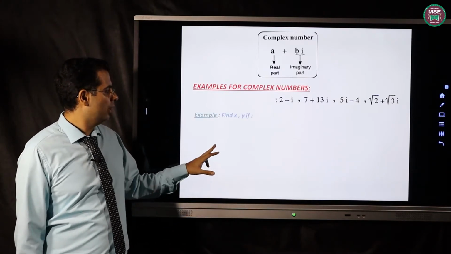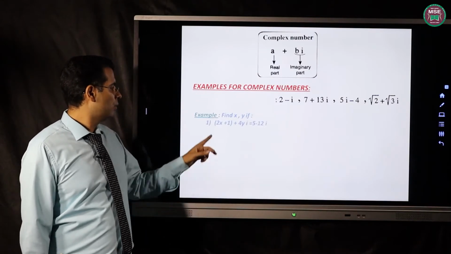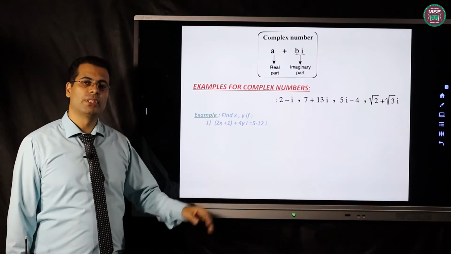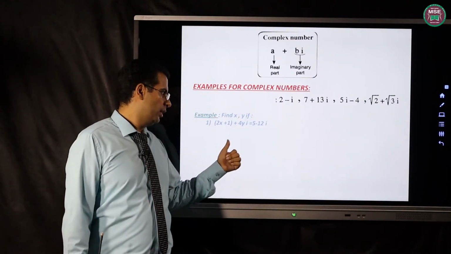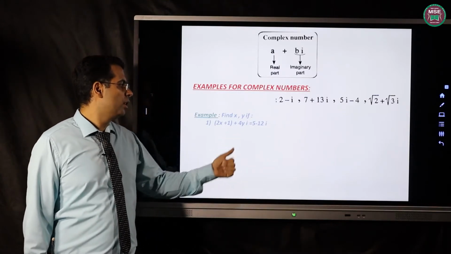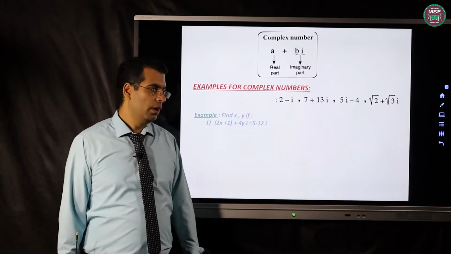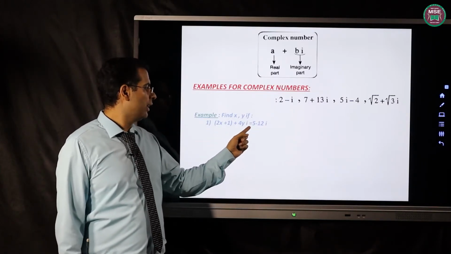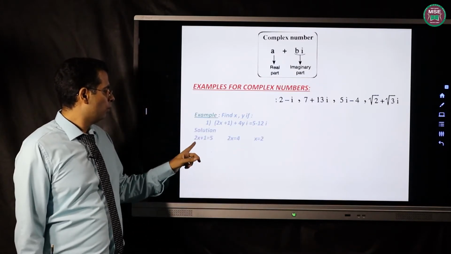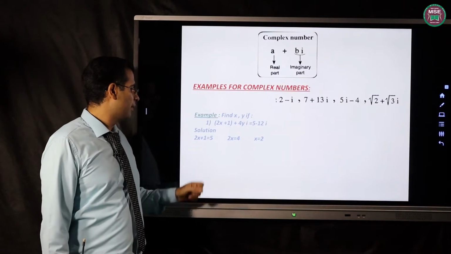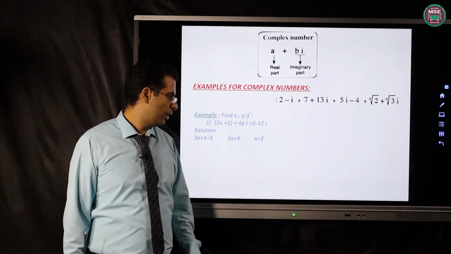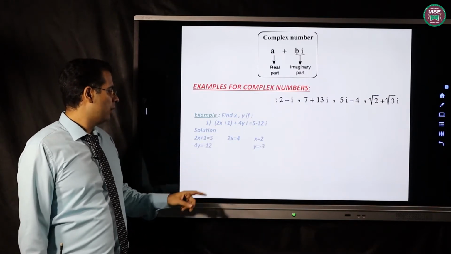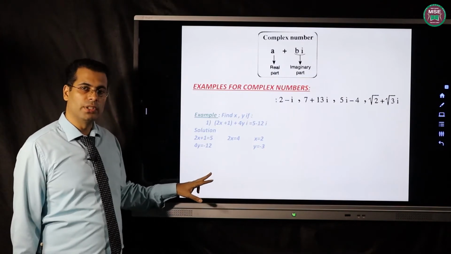Example: find x and y if number 1, 2x plus 1 plus 4y I equals 5 minus 12i. We have 2 complex numbers that are equal. Therefore, real part equals real part, and the imaginary part equals the imaginary part. Therefore, 2x plus 1 equals 5 and 4y equals negative 12. 2x equals 5 minus 1 equals 4, therefore x equals 4 divided by 2 equals 2. Also, 4y equals negative 12, and y equals negative 12 divided by 4 equals negative 3.